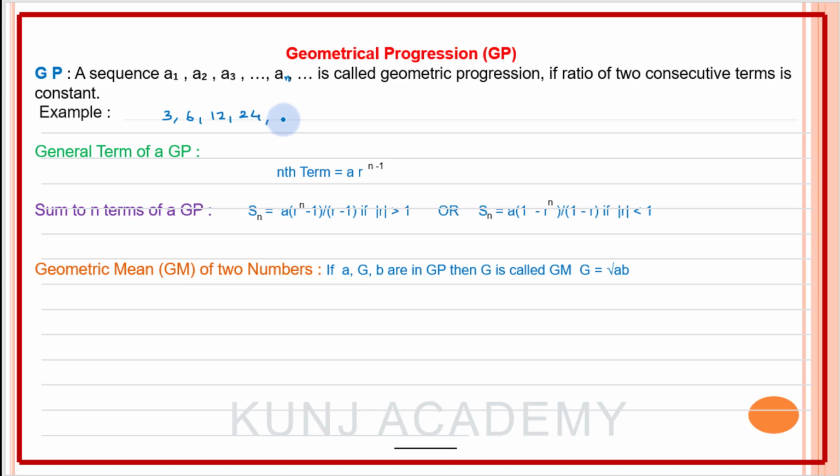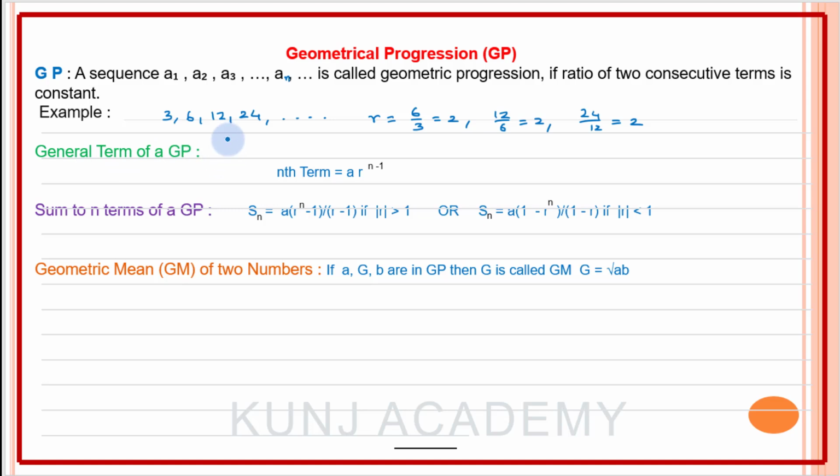Example: 3, 6, 12, 24 and so on. This is an example of GP. The ratio of two consecutive terms is 6 upon 3, 12 upon 6, 24 upon 12, which is 2. This is called the common ratio. R is equal to 6 upon 3 is equal to 2, 12 upon 6 is equal to 2, 24 upon 12 is equal to 2.